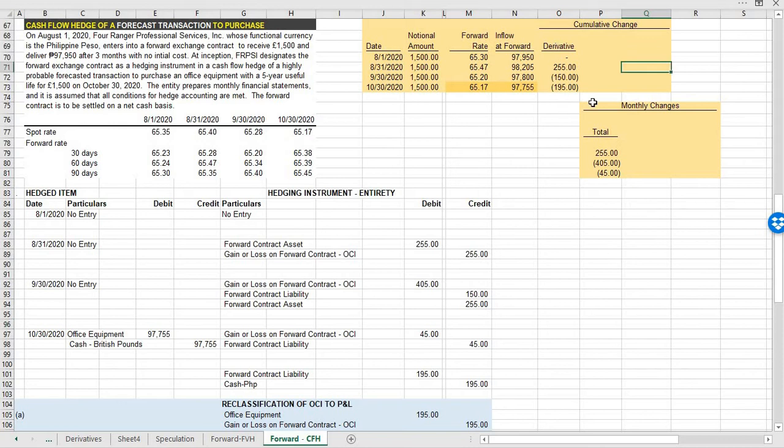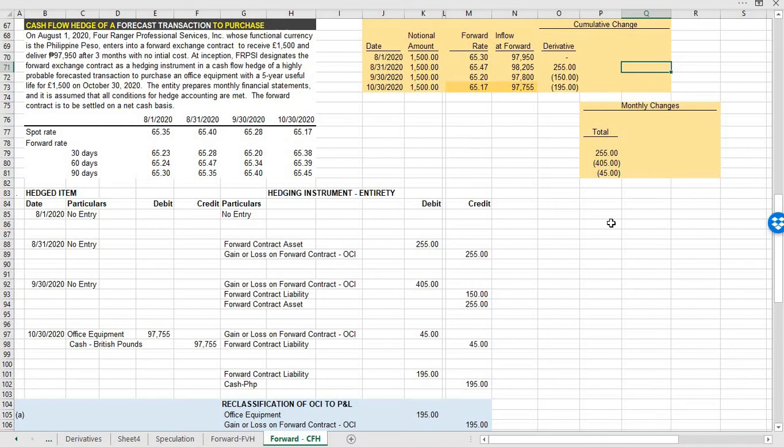So, etong first column natin dito sa mga changes natin, ito na yung total. So, kanina, ito yung na-compute natin, yung derivative, yung cumulative change. So, ito yung lumilitaw sa statement of financial position na either as an asset or a liability. And yung changes niya rito, ito yon, yung monthly changes na nirecord natin dito kanina. Ito yung tinutukoy natin, hindi natin i-split.